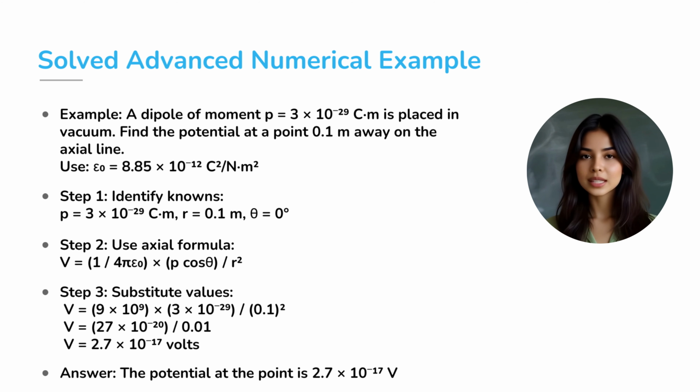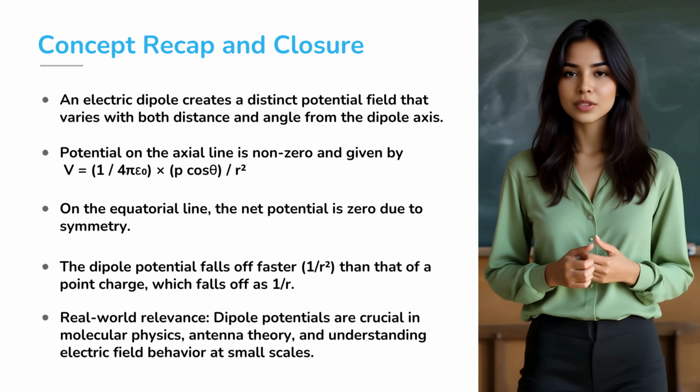Plugging in values, V equals 9 into 10 to the power 9 multiplied by 3 into 10 to the power minus 29 divided by (0.1) squared, which is 0.01. That gives us 27 into 10 to the power minus 20 divided by 0.01, which becomes 2.7 into 10 to the power minus 17 volts. So, the potential at that point is 2.7 times 10 to the power minus 17 volts, very small, but significant at atomic scales. Alright, let's recap everything we've learned.